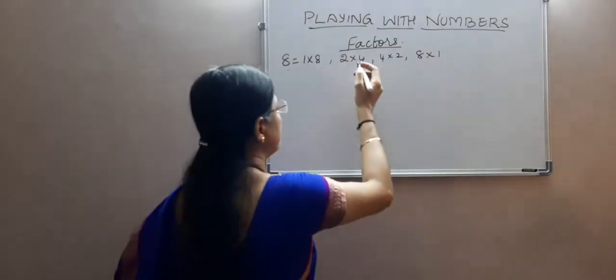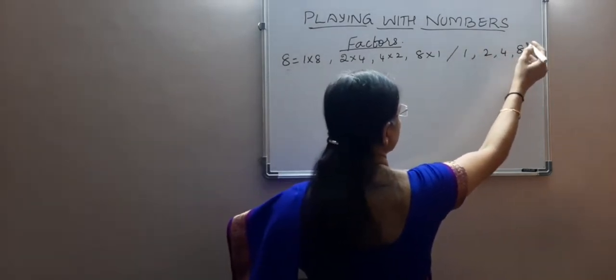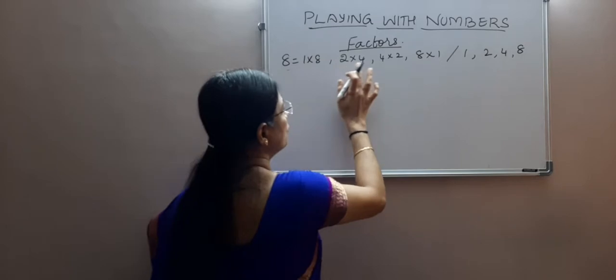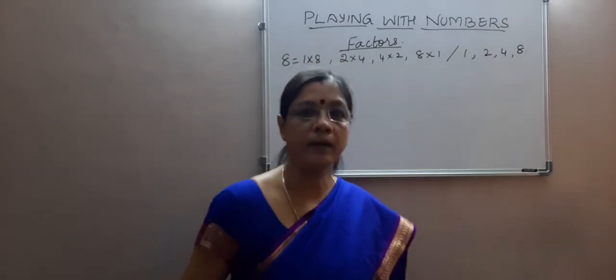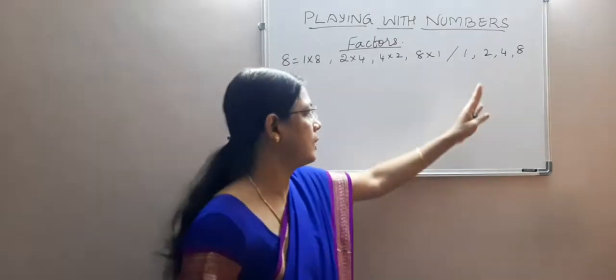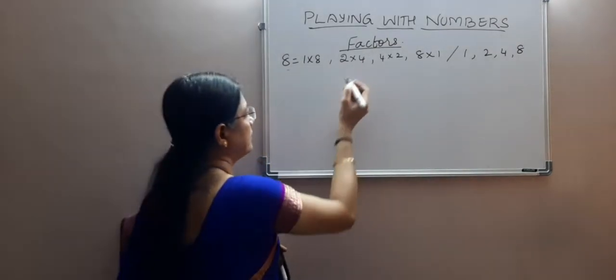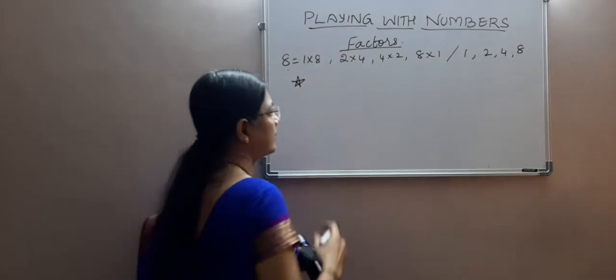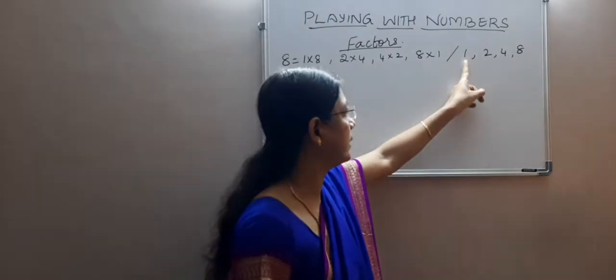Now, what are these numbers called? 1, 2, 4 and 8 all come into play when I represent 8. So what are these numbers called? These numbers are called factors. And what are factors? When I observe 1, 2, 4 and 8, I have 1 here.